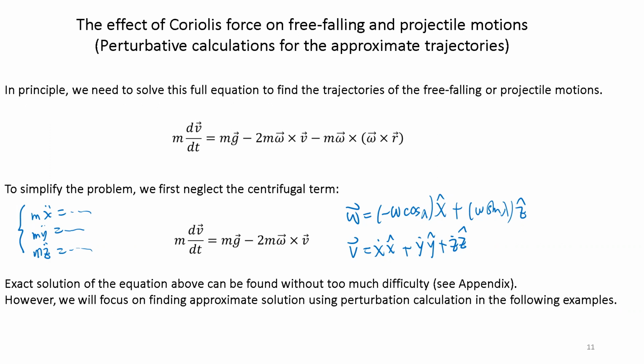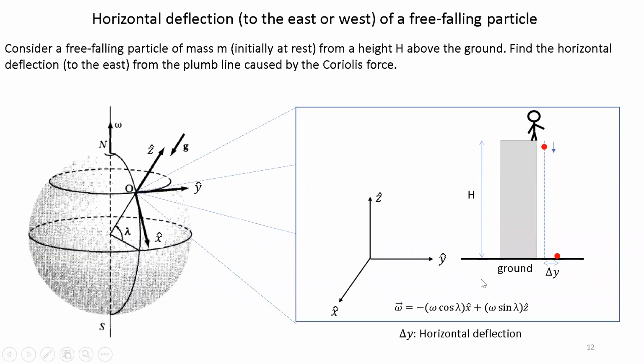I'm going to consider an experiment like this: someone dropping a ball from the top of a building of height h. This is the plumb line. If we don't consider the Coriolis effect, you'll find that this ball will just follow this straight plumb line and then reach the ground at this point.